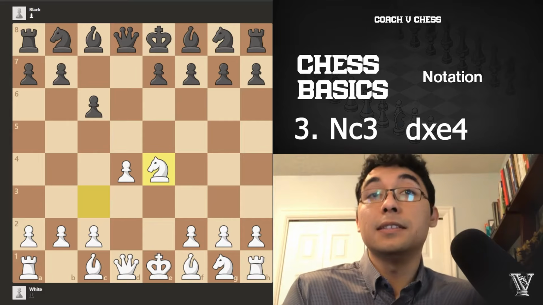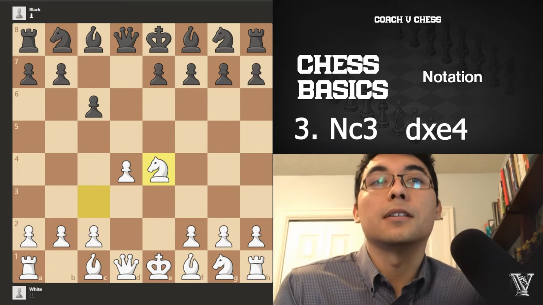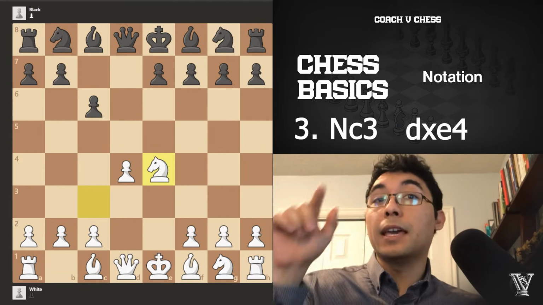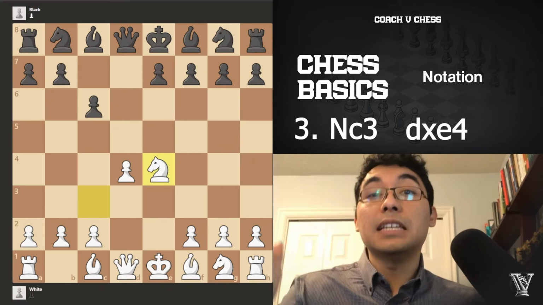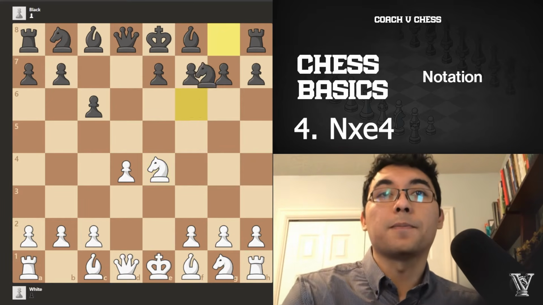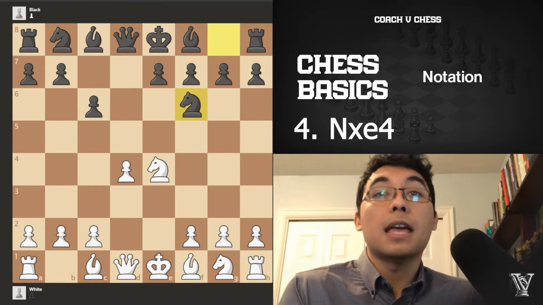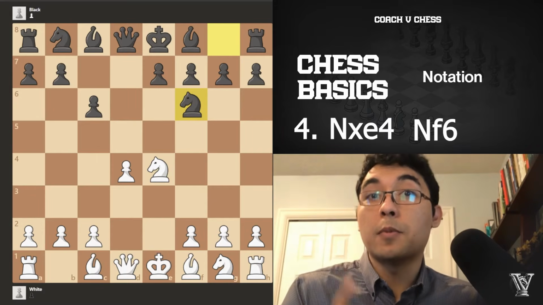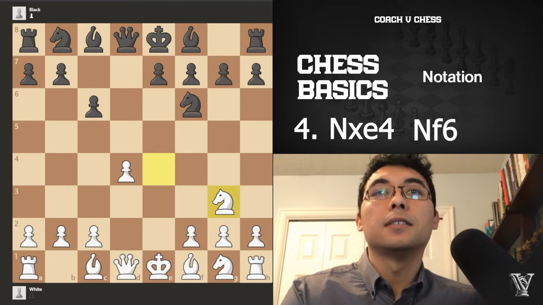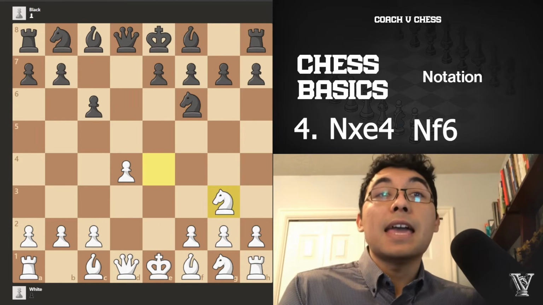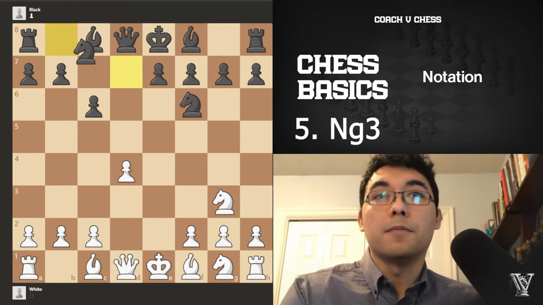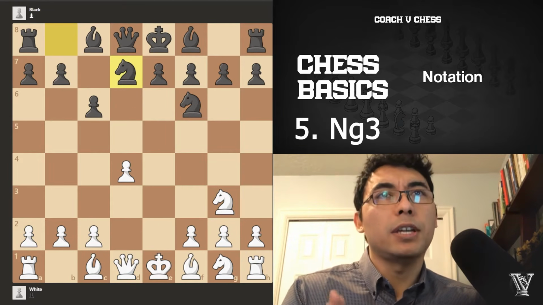We go ahead, and in this case, the knight is capturing E4, right? So we will do capital N, X, E4. Alright. We go ahead and we go NF6. Remember that the N is capital letter, right? We retreat NG3, going back there, preventing any trades.